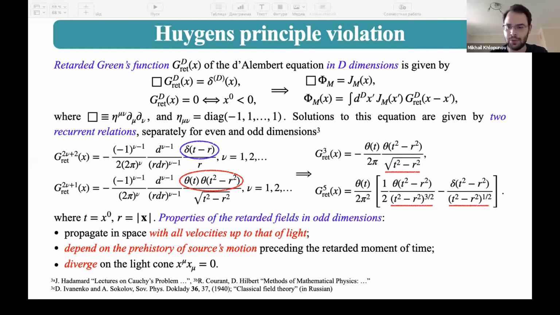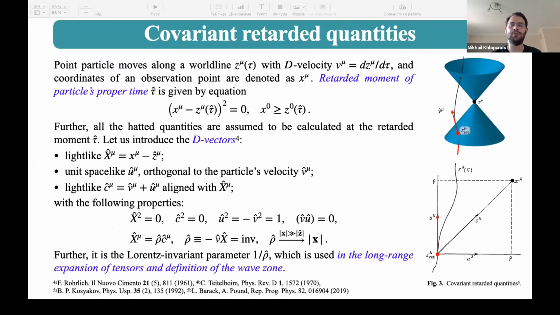This can be seen from the structure of retarded Green's functions, for example, in 3 and 5 dimensions. Therefore, the extraction of the emitted part of the retarded field in odd dimensions in the standard manner becomes highly non-trivial and requires a more sophisticated approach to the definition of radiation. Such an approach was suggested by Rohrlich and Teitelboim, and it is based on the use of certain covariantly defined quantities. Let us consider a point particle moving along an arbitrary world line. And let us consider the observation point as the top of the light cone in the past.